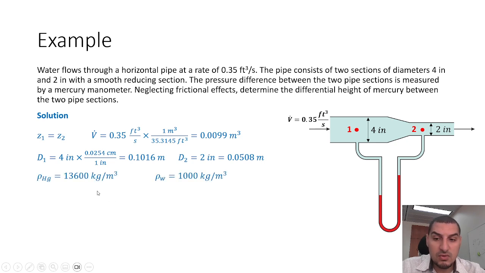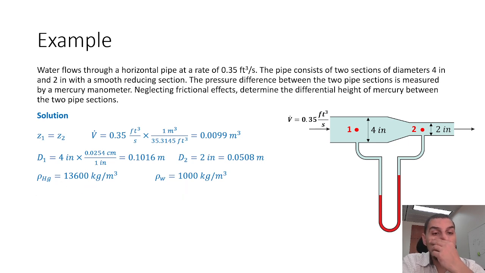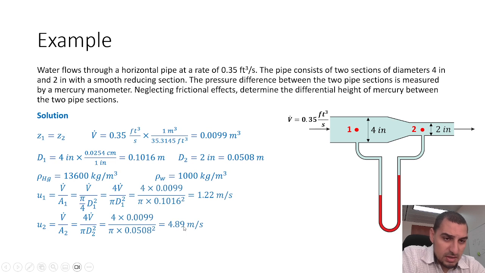And now we know the density of mercury. It's not given in the problem, but it's known, 13,600 kilogram per meter cube, and for water is 1,000. We can use the volumetric flow rate and the area to calculate the velocities in these 2 points, and this is something we will need. So the velocity here and here can be calculated by dividing the volumetric flow rate by the cross-sectional area, which is pi over 4 d square. So we can calculate V1 or U1, which is 1.22 meter per second, and U2, which is 4.89 meter per second.